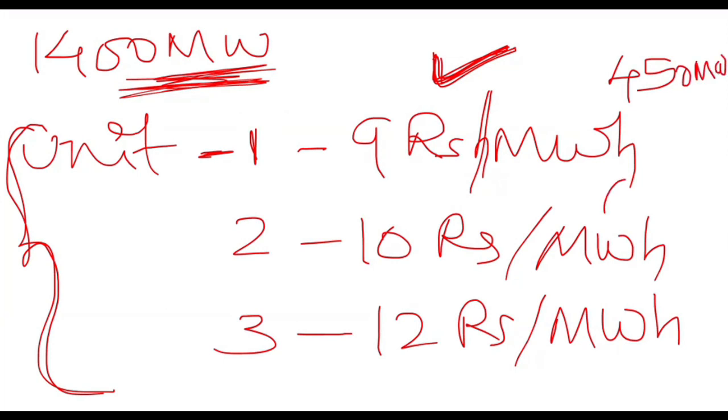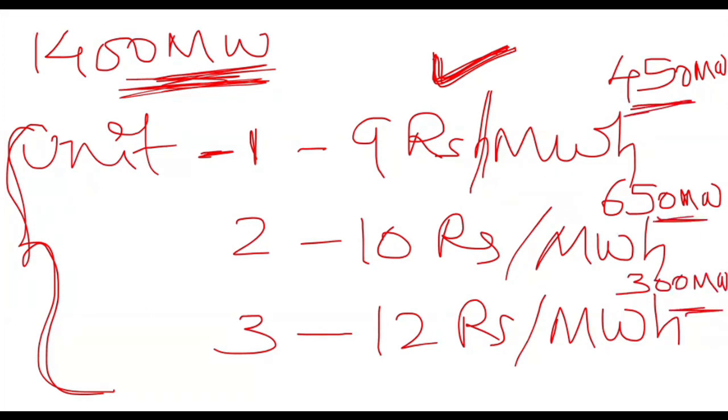Generator 2 is 650 megawatt. Generator 3 is 300 megawatt. So these are the maximum power generations by each unit. Generator 1 has a maximum capacity of 450 megawatt, unit 2 is 650 megawatt, and unit 3 is 300 megawatt.